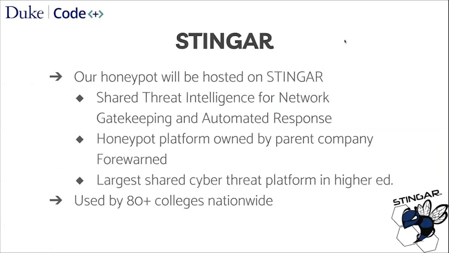Okay, so our honeypot is going to be hosted on Stinger, which is just an abbreviation for Shared Threat Intelligence for Network Gatekeeping and Automated Response. It's a honeypot platform owned by the parent company ForeWarned, which actually has its roots here at Duke. It's the largest shared cyber threat platform in higher education, and it's used by over 80 colleges nationwide. Of course, here at Duke, but also at Stanford, Brown, Columbia, and many other colleges as well.